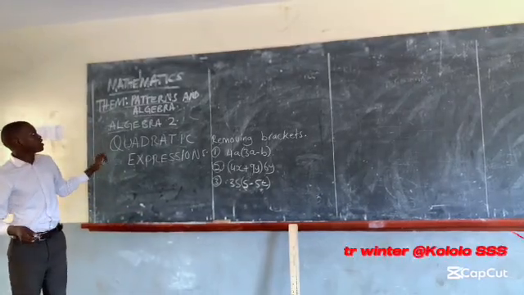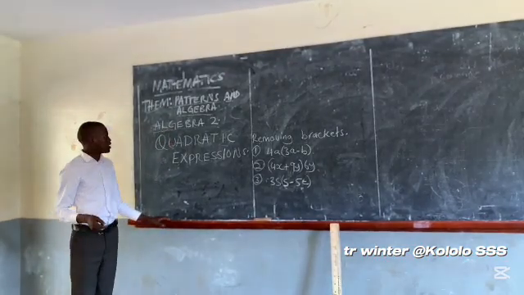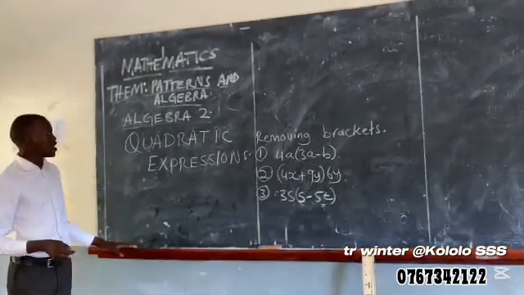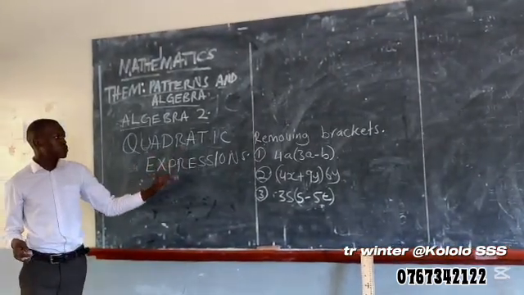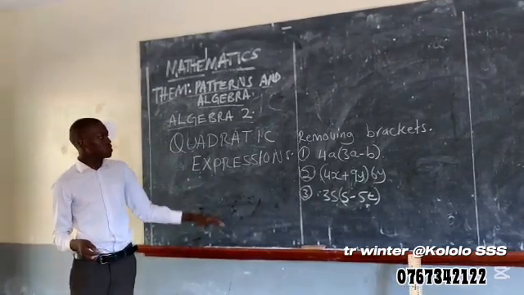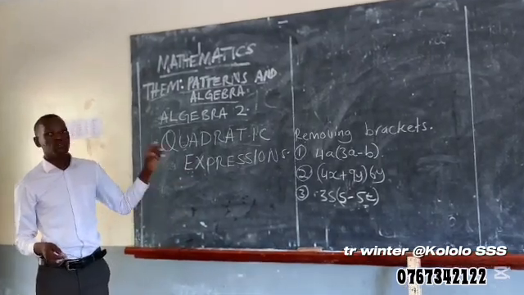We are handling our chapter about patterns and algebra under the topic of algebra 2. So under this, we are going to look at quadratic expressions. A quadratic expression is one where the variable has an index power of 2.